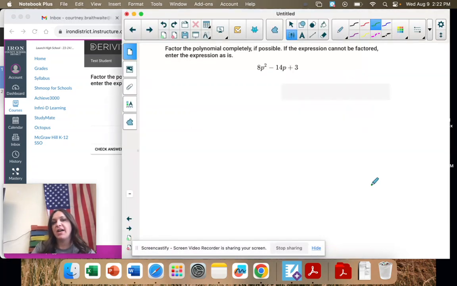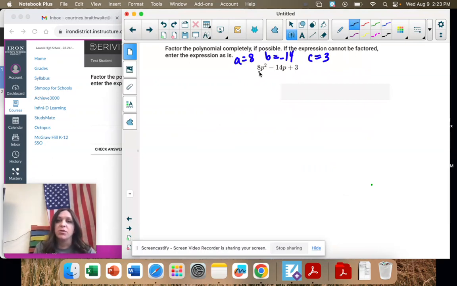So number 10, we're factoring. I'm looking at A, B, and C to tell me which way to factor. So A is 8, B is negative 14, and C is 3. So I look for greatest common factor. Because of that 3, we can't take anything out.